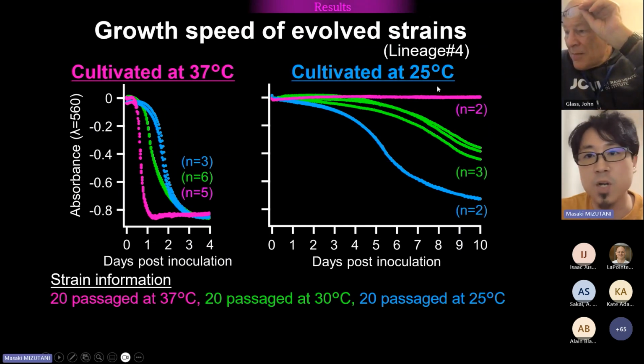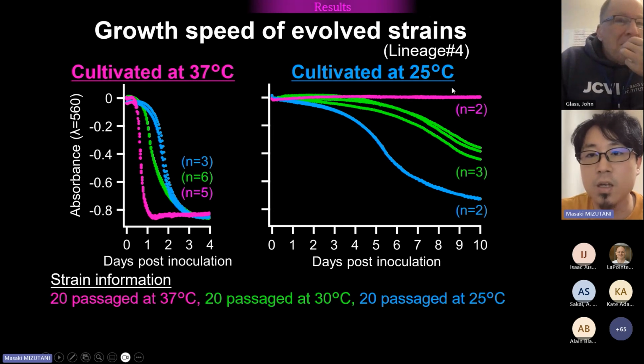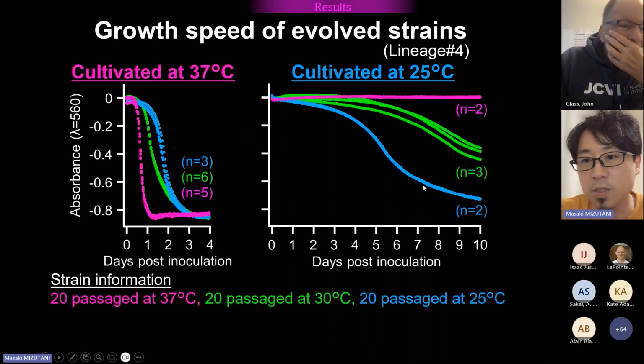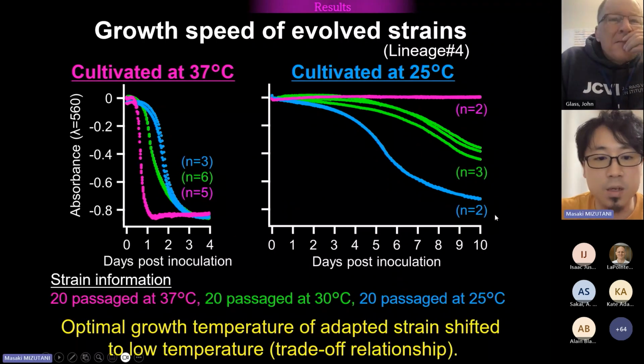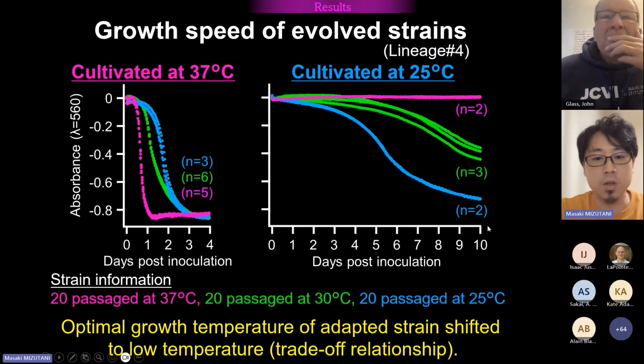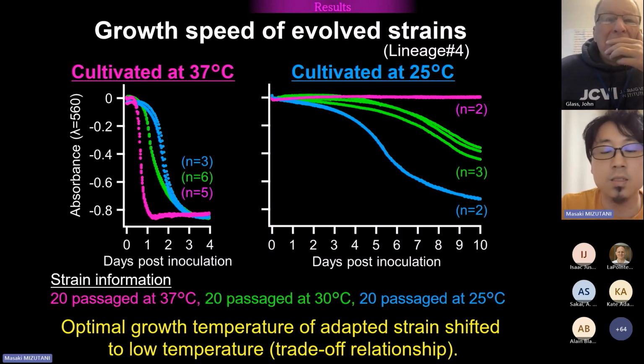We did a similar experiment also at 25 degrees. At 25, the 37-optimized one never grew, the 30-degree optimized one grew a little bit slowly, and the 25-optimized one grew nicely. So it means the optimal growth temperature of the adaptive strains shifted to a lower temperature range.